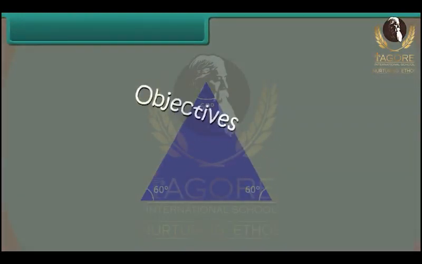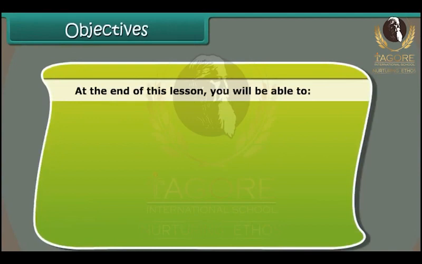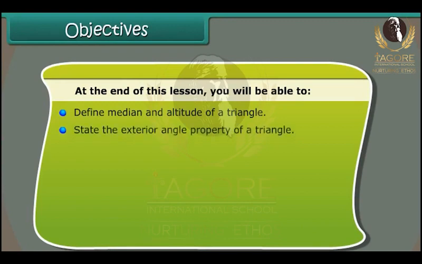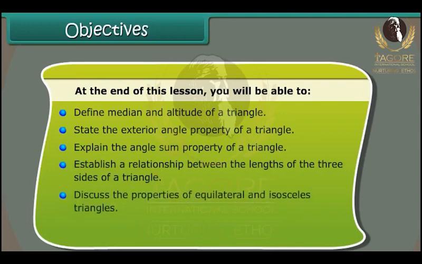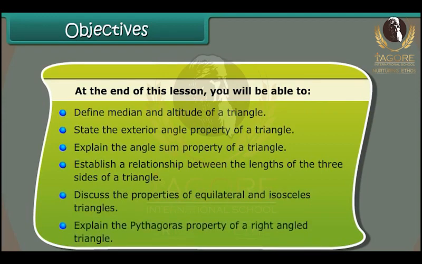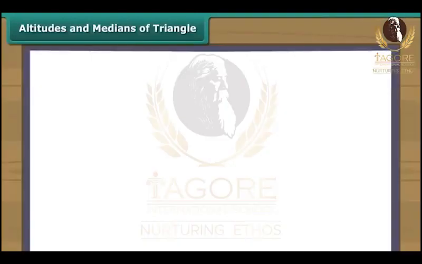Objectives. At the end of this lesson, you'll be able to define median and altitude of a triangle, state the exterior angle property of a triangle, explain the angle sum property of a triangle, establish a relationship between the lengths of the three sides of a triangle, discuss the properties of equilateral and isosceles triangles, and explain the Pythagoras property of a right-angled triangle.